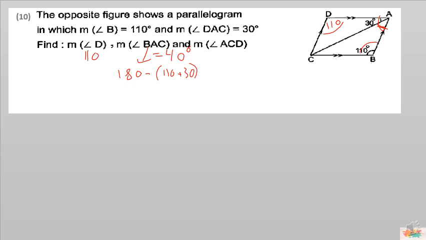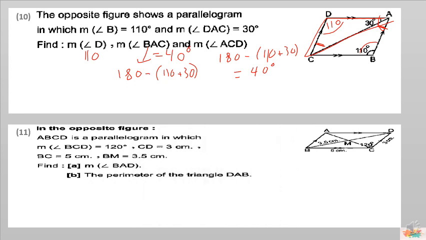Measure angle ACD. Here, Mr., ACD is also inside this triangle, so we also do 180 minus 110 plus 30. That also equals 40 degrees.